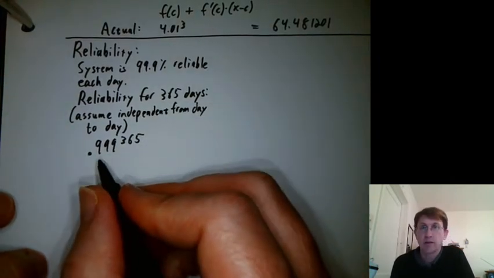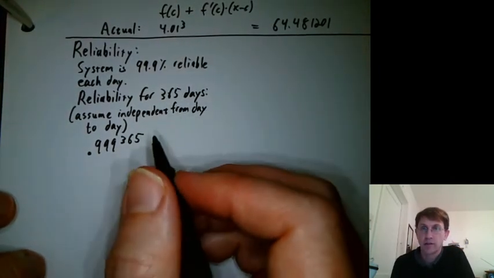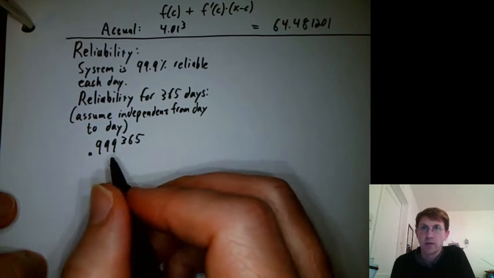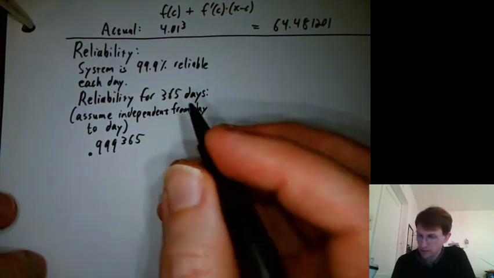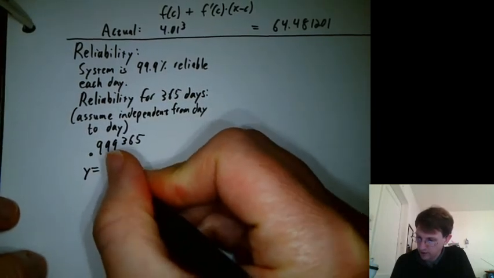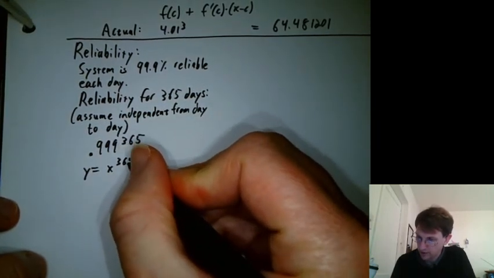How can we approximate the overall reliability for 365 days? Well, what's really going on in this question? In the previous question it was y equals x cubed. Now we're thinking y equals x to the 365.